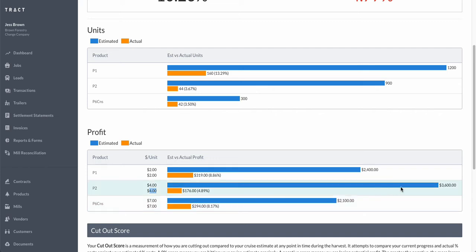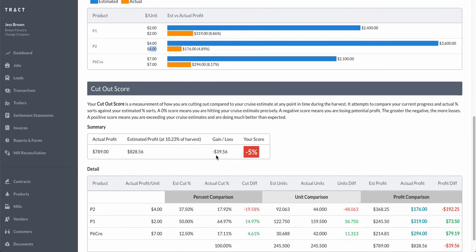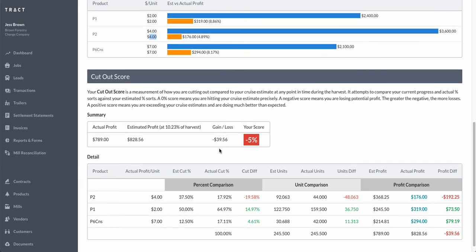And then we're going to see our actual profit versus our estimated profit. We're going to get a percentage on that. And then lastly, the cutout score section here. The cutout score is an attempt to compare your estimated sorts, your percentage sorts, to the current percentage sorts.